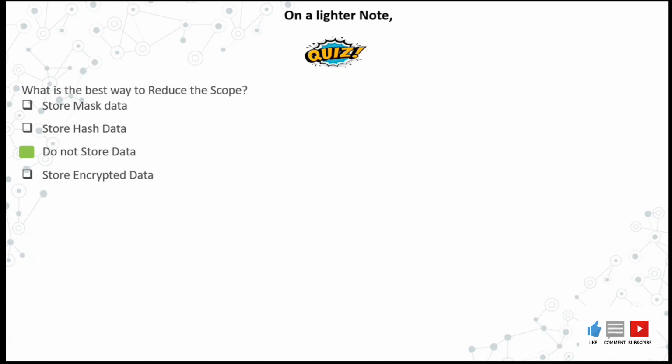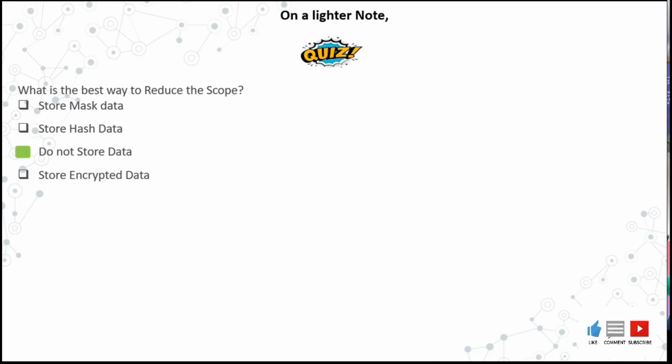See, the question was very precise, about reducing the scope. It doesn't mean that you are not allowed to store the data. It was about best practices to reduce the scope. Now, I'll take an example to explain it. Let's say it is a bank, and you went to the bank for the audit.